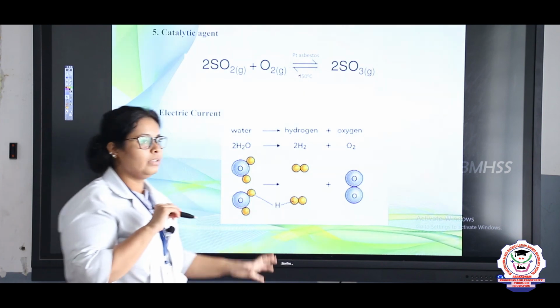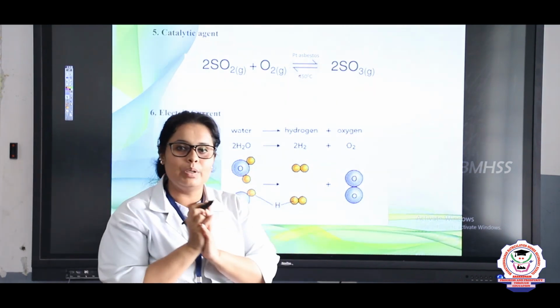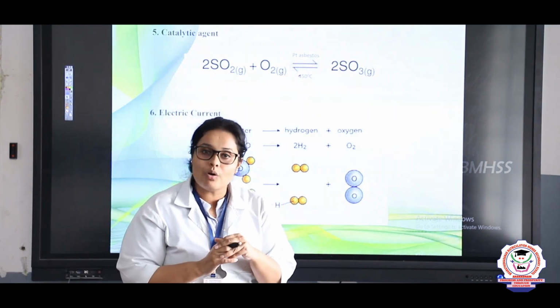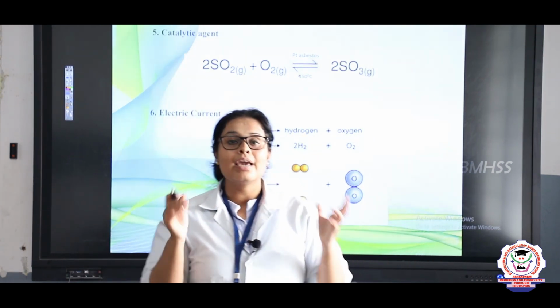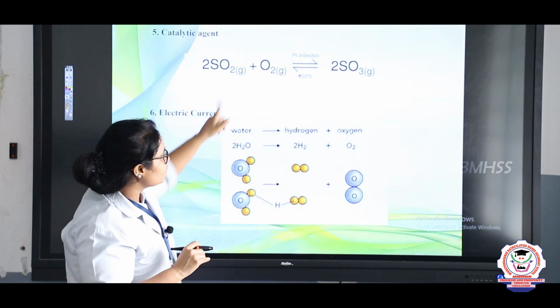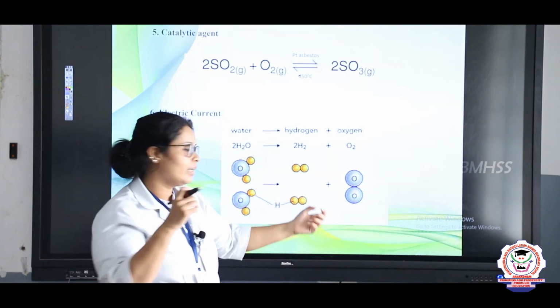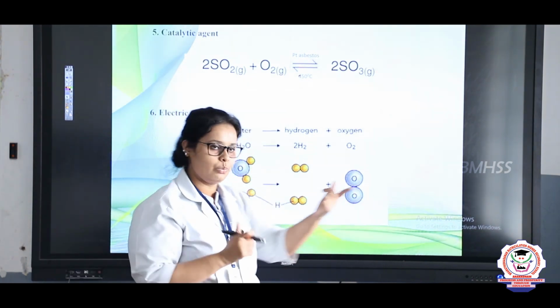After that, it's electric current. Now for electric current, there is only one very big example, okay, that is electrolysis of water. Here what we are doing is passing electricity through water. When electricity is passed, it splits into H2 and O2, okay.